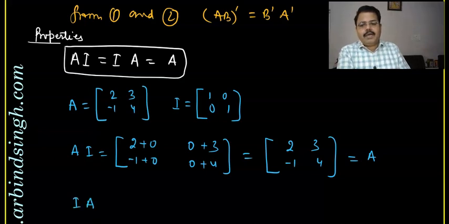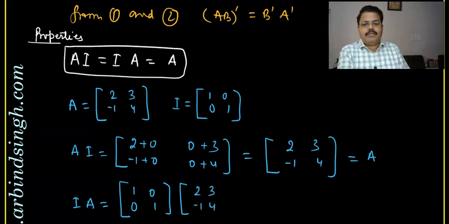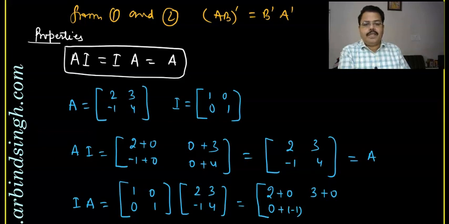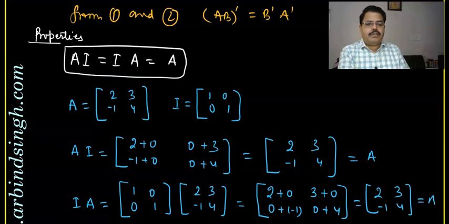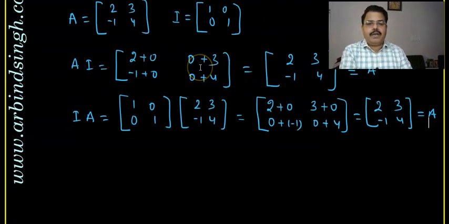Similarly, if I find the product I into A, even then this will be the same. 1, 0, 0, 1, and A is nothing else but 2, 3, minus 1, 4. We can find the product: 1 into 2 is 2, and 0 into minus 1 is 0. 1 into 3 is 3, and 0 into 4 is 0. 0 into 2 is 0, and 1 into minus 1 is minus 1. And 0 into 3 is 0, and 1 into 4 is 4. So that will be also similar, 2, 3, minus 1, and 4. So this is also A. So whether A into I or I into A, the product will remain unchanged.